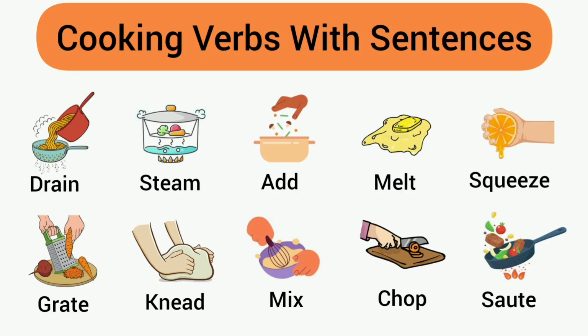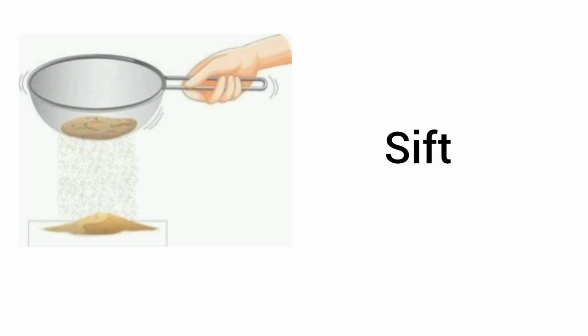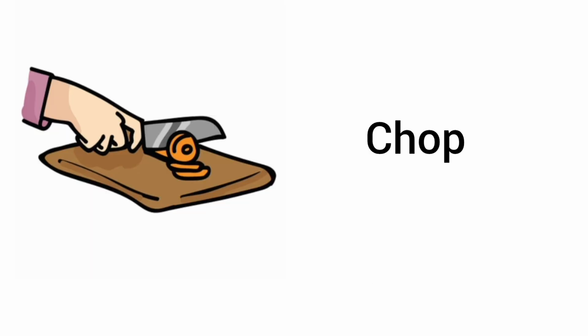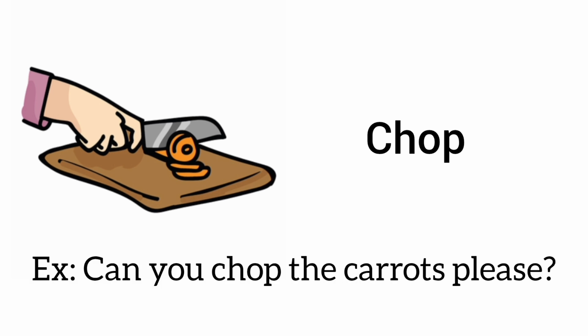Cooking verbs with sentences. Sift. For example, you have to sift the flour well before adding it to the mixture. Chop. For example, can you chop the carrots, please?